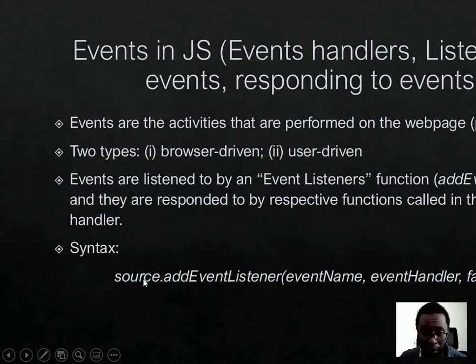We have the source, let's say it's a document or an object, and then you have the event listener, and then you talk about the event name. Here it's a click or something like that, and then the event handler here, and then true or false. I think this one you will see in your notes, but it talks about whether some of these things will be handled during the bubbling phases.